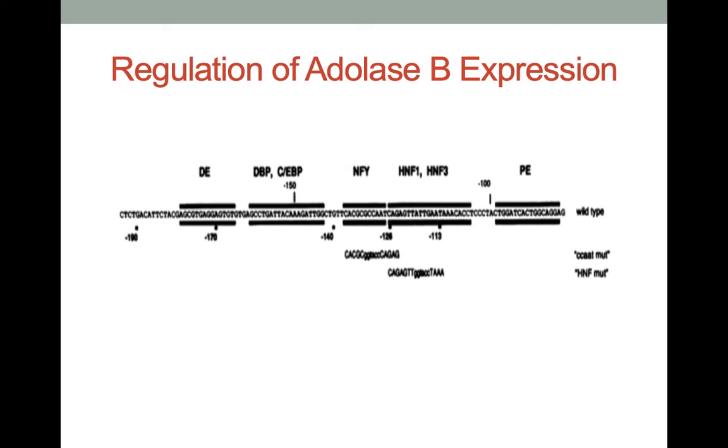Now, regulation of aldolase B expression. Overall, aldolase B can be stimulated to be produced by the presence of glucose and insulin, and it can be inhibited by the presence of cyclic AMP, or cAMP. However, there are some transcription factors that can play into this.